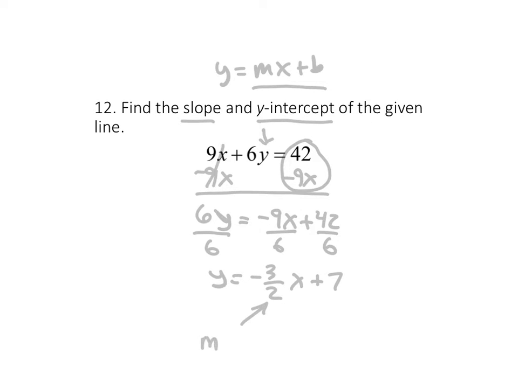I know that my slope is negative 3 halves, and I know that my y-intercept, b, is 7, so that is at (0, 7).